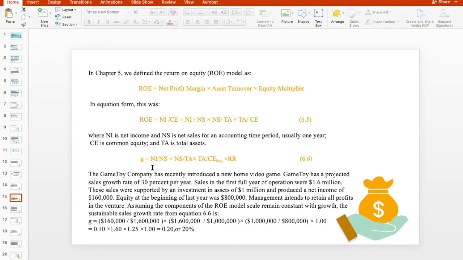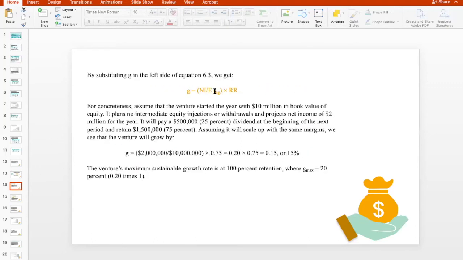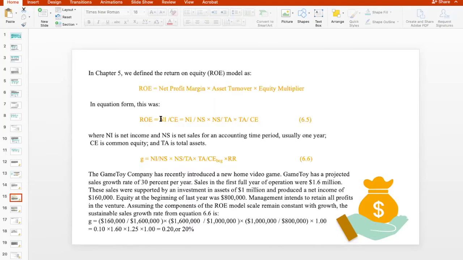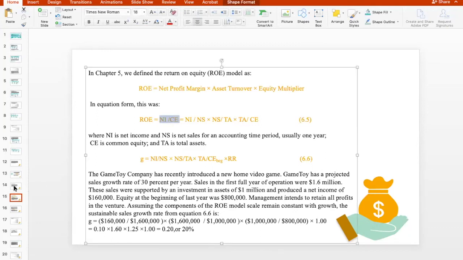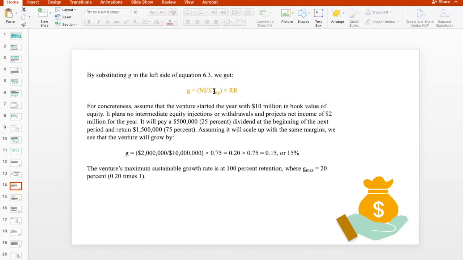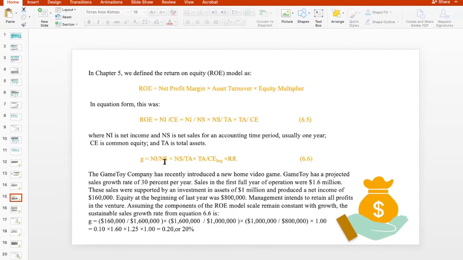So now remember also that the growth rate is equal to the net income divided by the beginning equity times the retention rate. So the net income divided by the common equity is the same thing as net income divided by the beginning equity, so the beginning equity is the common equity, right? So it's the same thing. As if we are saying that the growth rate is equal to the ROE, return on equity, times the retention rate. So the G is equal to the ROE times the retention rate.